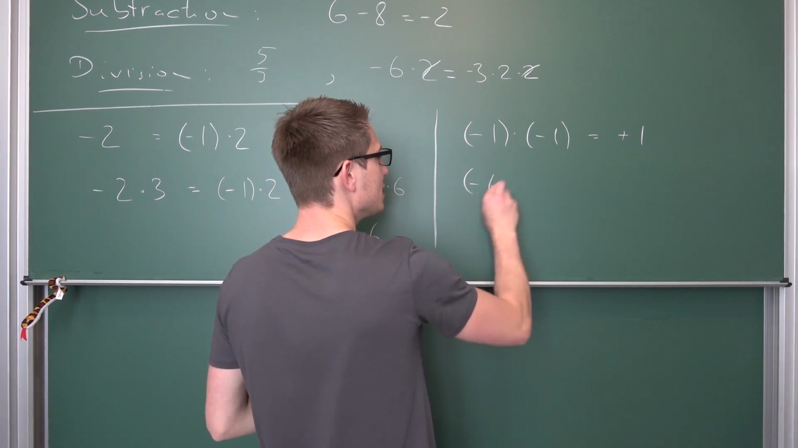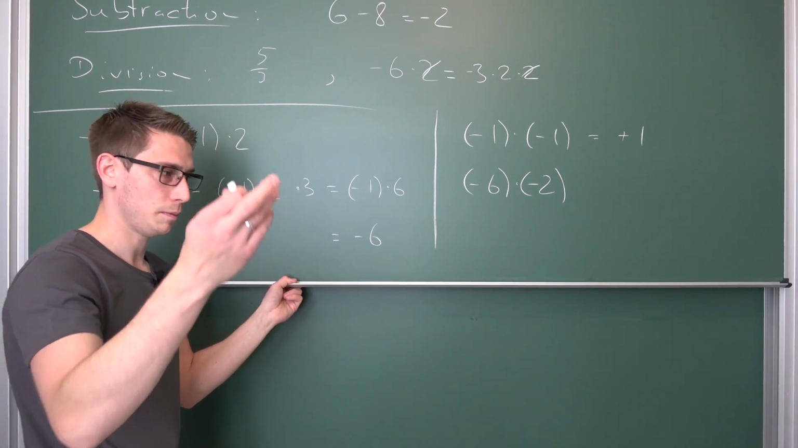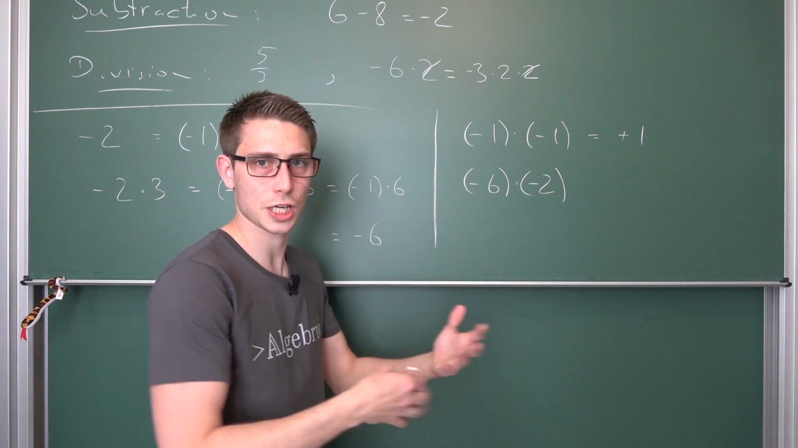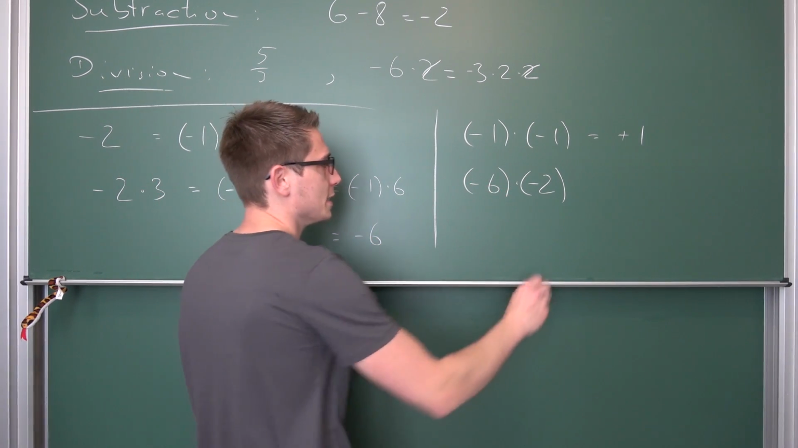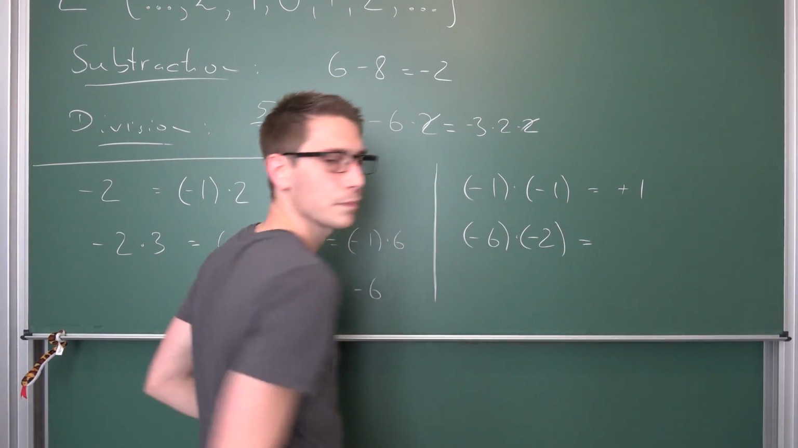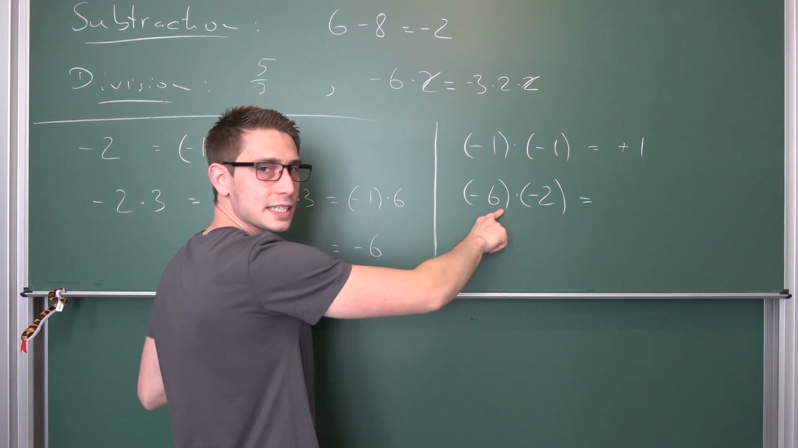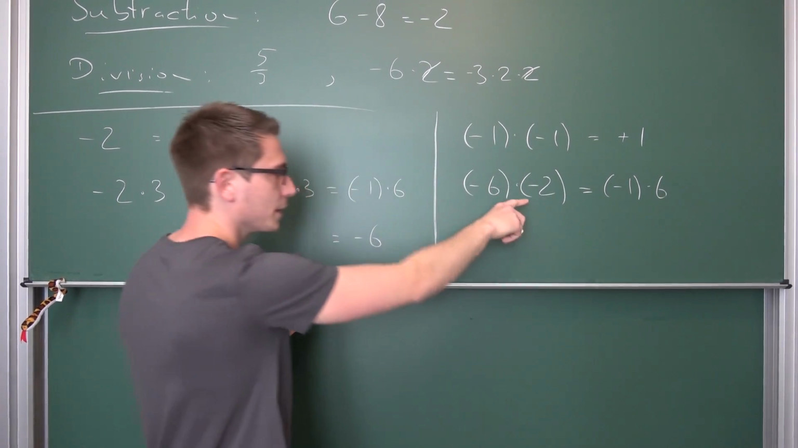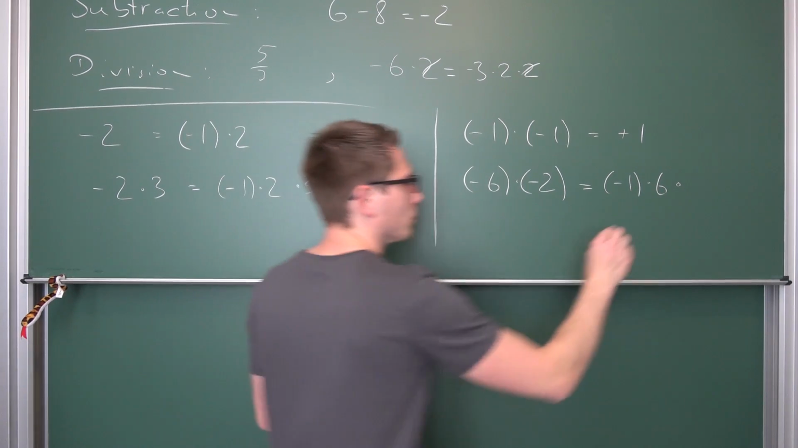For example, -6 times -2. If you just go by the things that your teacher says, it's going to be +12. But why is it that way? We are going to make use of this rule and this rule. So -6 is nothing but -1 times 6. Now -2 is -1 times 2.